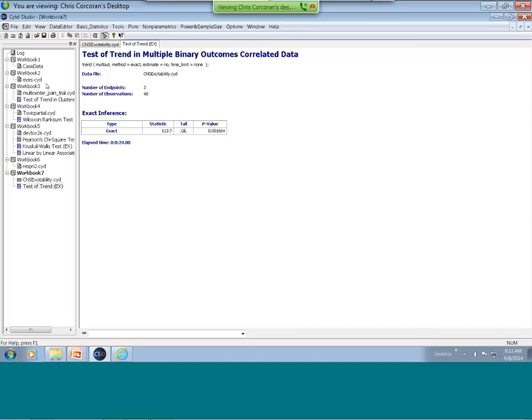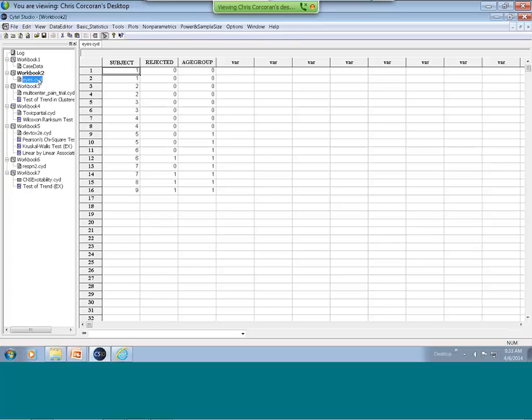So here in StatXact, I've already opened up many of these data sets just to save us some time, but here is the data set that represents the data from the corneal graft example. You can see we actually have 16 observations because the rows here represent individual eyes. The first variable is subject, which represents the child. These two rows correspond to the two eyes that received corneal grafts for the first child. The next variable tells us whether or not each of those eyes was rejected.